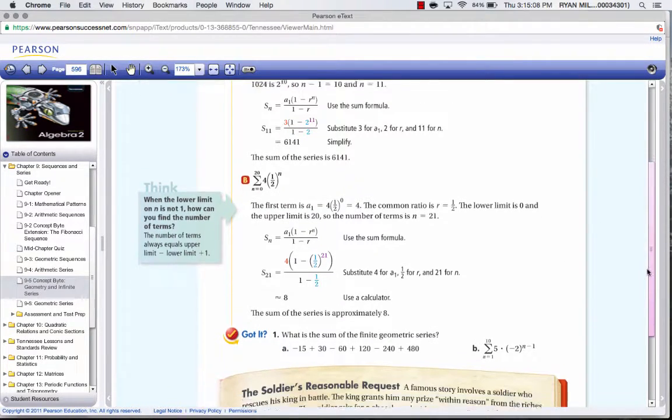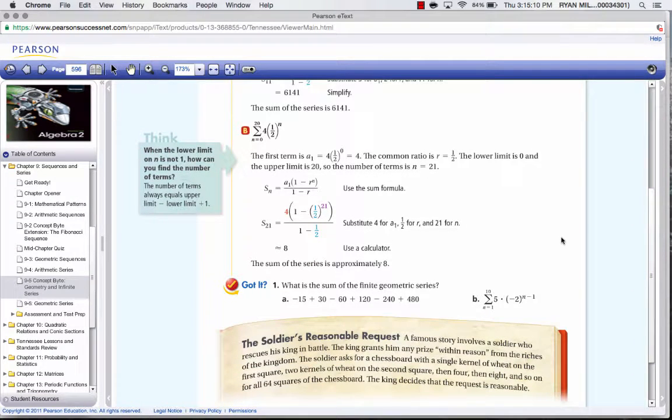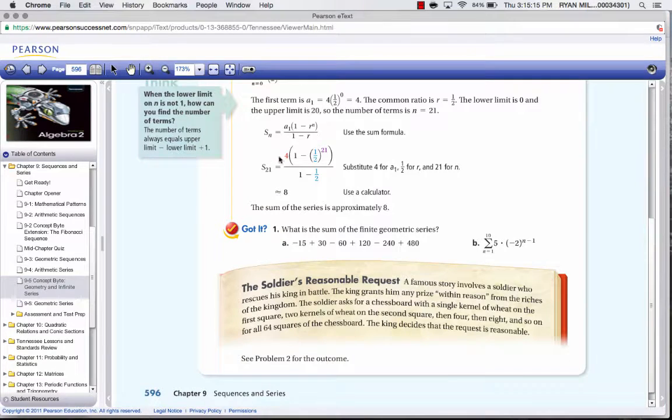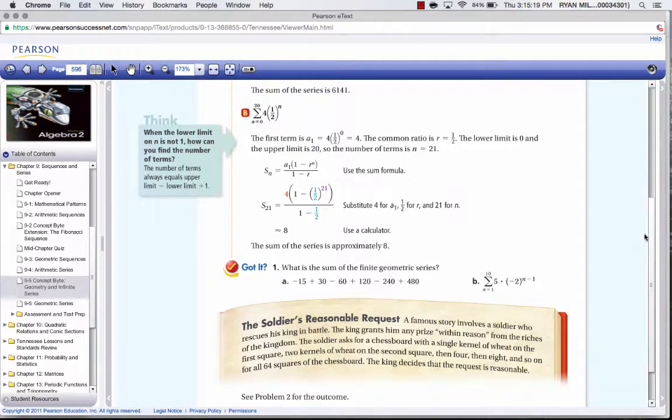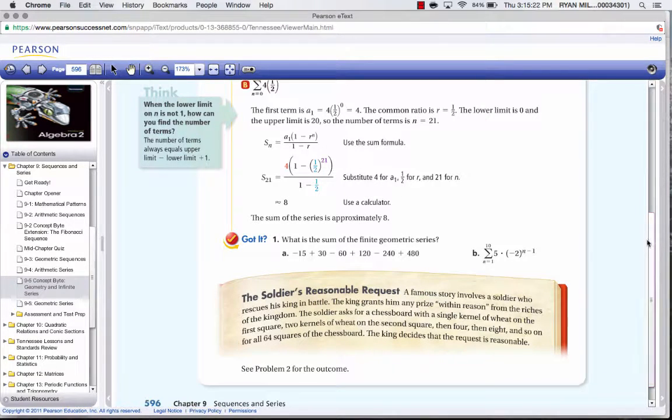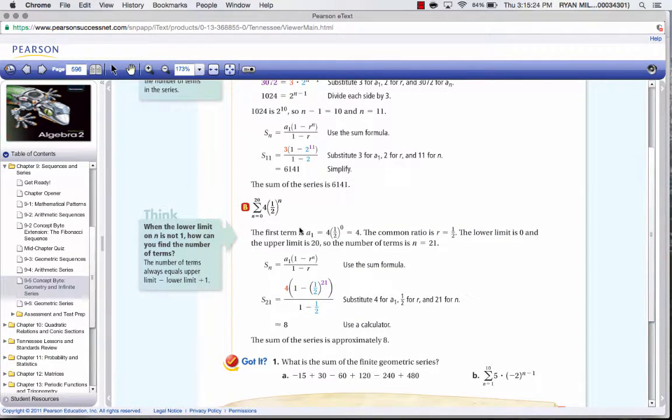All right. Let's look at what this might look like in a summation type thing. The first term is a sub 1, so they plug in the first number. You have to be careful. A lot of times with a sub 1, we assume we're going to plug in 1. A sub 1 means first term.